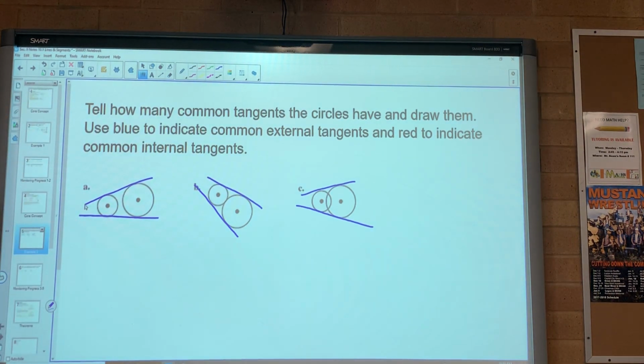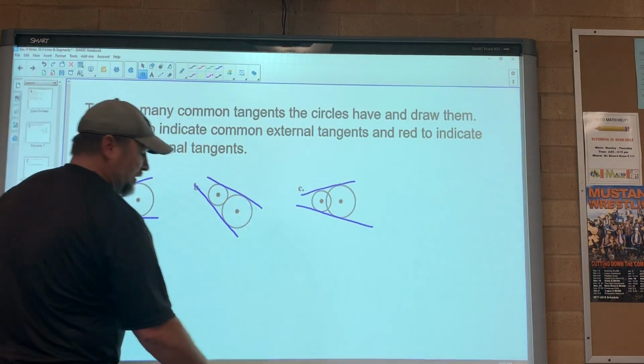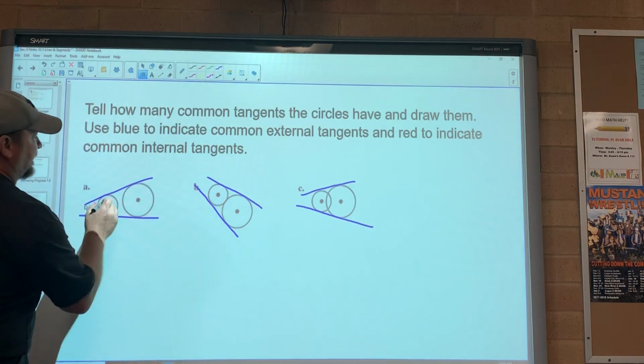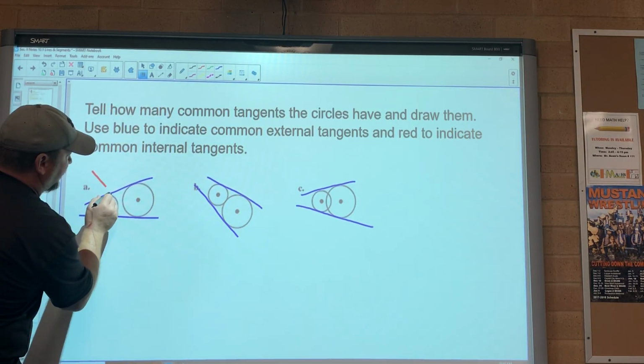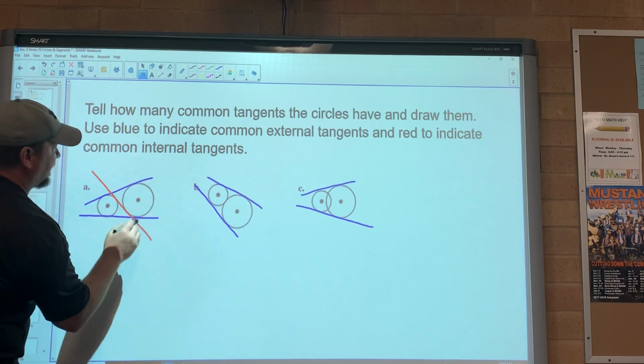Now a red to indicate the common internal tangents. So red to do the common internal. So there's that one.